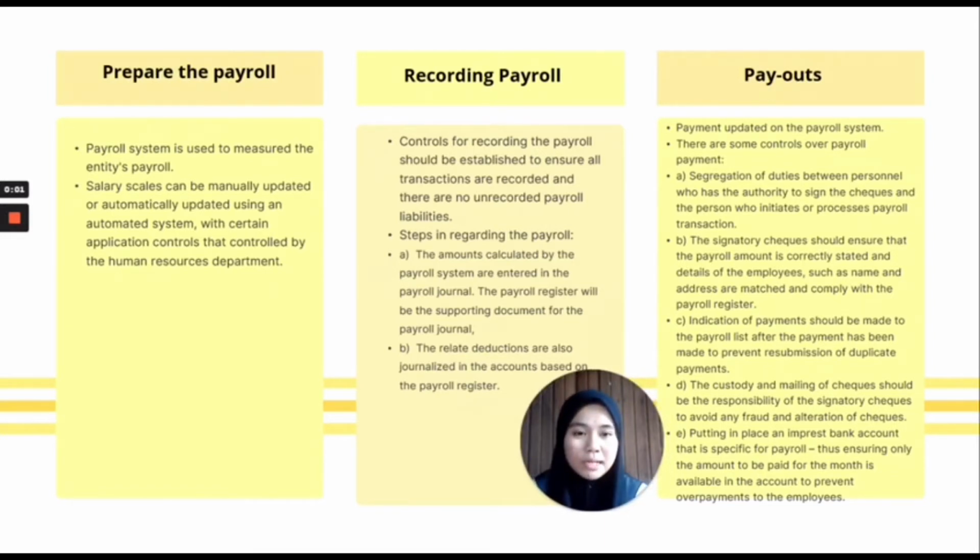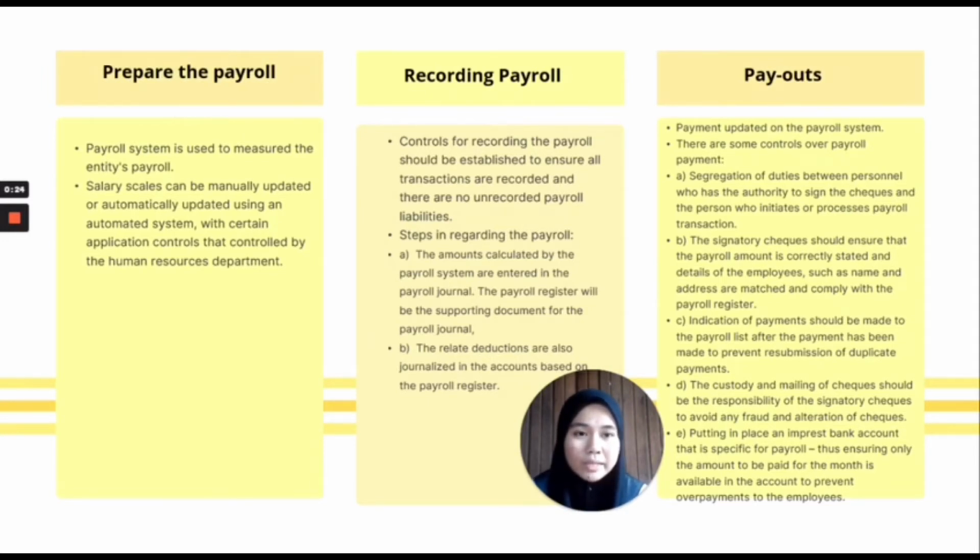Now, we move to the last part of the payroll function, which is payment transaction, also known as payout. Payments are updated on the payroll system. There are some controls over the payroll payment. The first one is segregation of duties between personnel who have the authority to sign the check and the person who initiates or processes the payroll transaction.